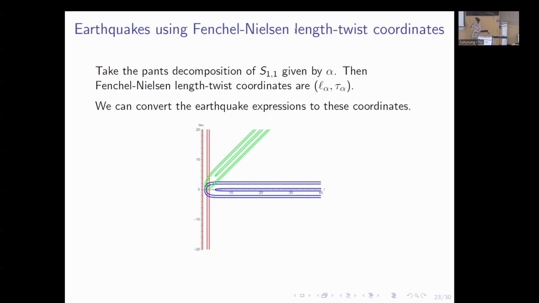So we can convert the earthquake expressions that we had into these Fenchel-Nielsen coordinates, and we'll get something like this. So now we have something which is on the plane, which is nice. And when we're earthquaking about alpha, it's very simple because the length of alpha doesn't change, only the twist coordinate changes. So that's what's happening when we go up and down. But it's more complex if we look at the other curves like beta or alpha beta.